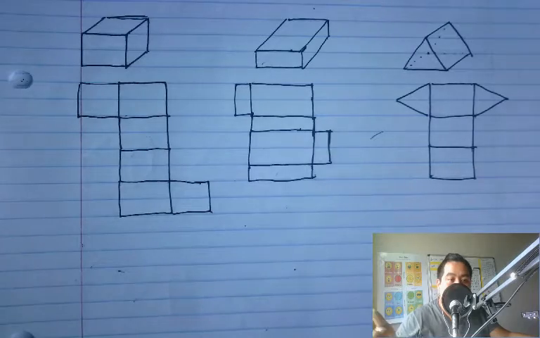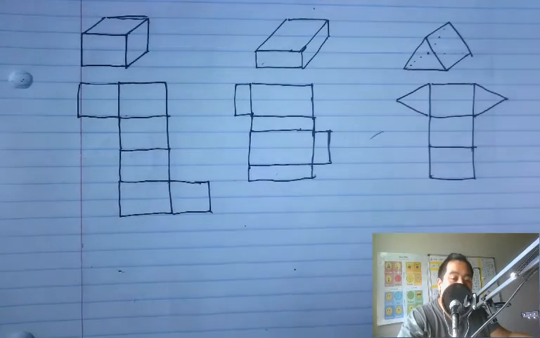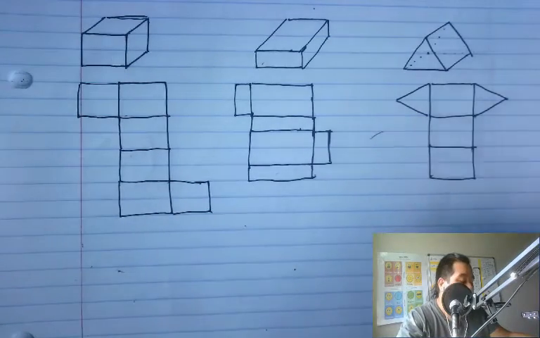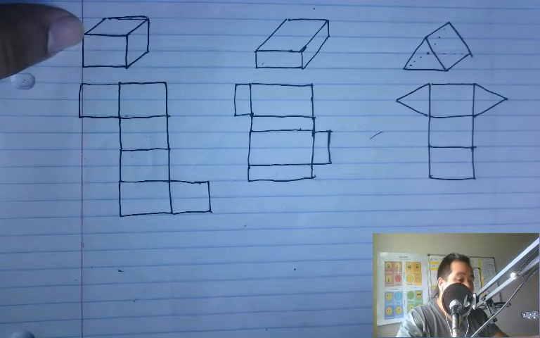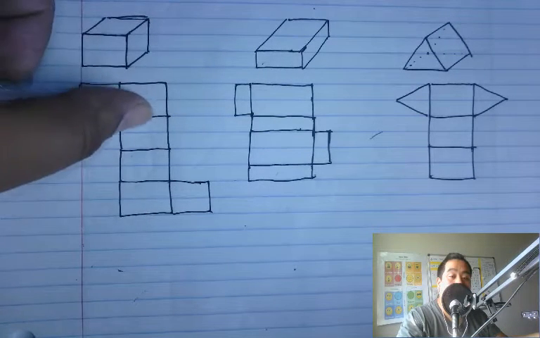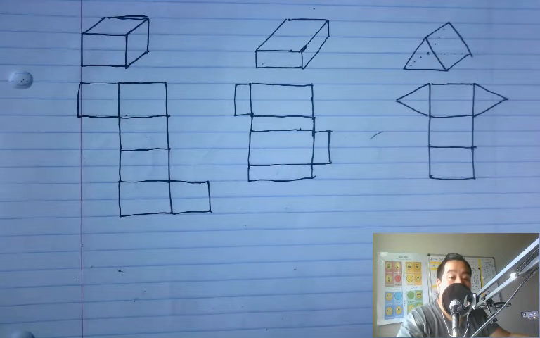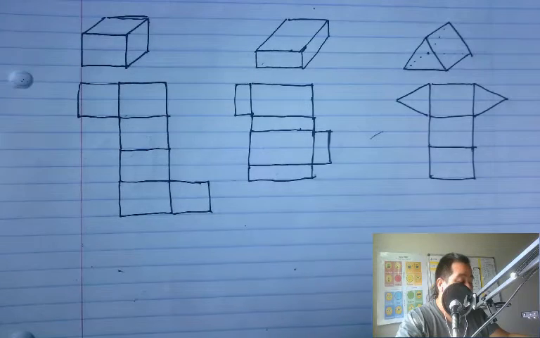All right, guys, so here we have our different shapes, and I drew nets that would go along with each one of these shapes. So for the cube, I have 1, 2, 3, 4, 5, 6 different surfaces, the 6 different square faces to make that net.